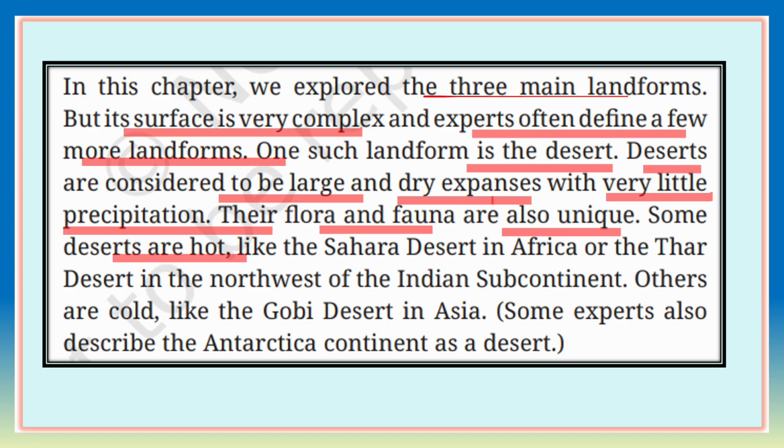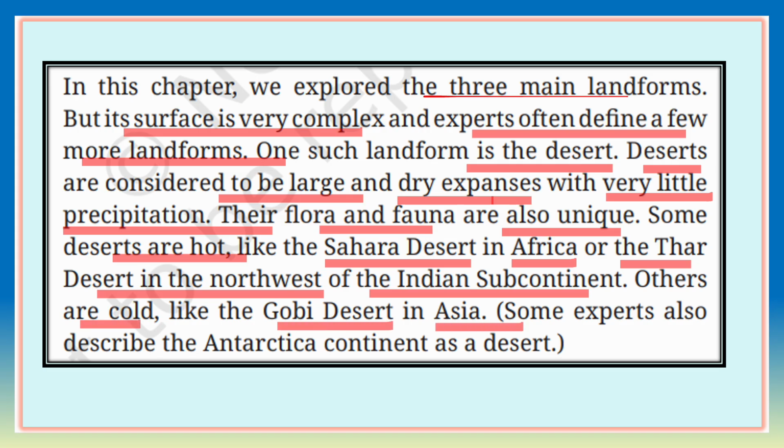Some deserts are hot, like the Sahara Desert in Africa or the Thar Desert in northwestern India. Others are cold, like the Gobi Desert in Asia. Some experts also describe the continent of Antarctica as a desert.